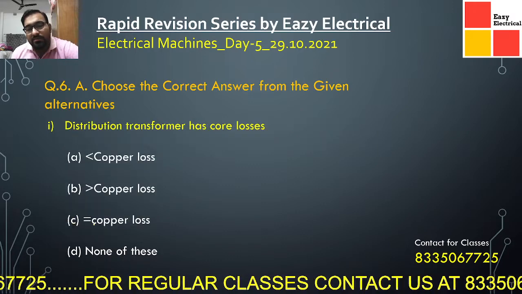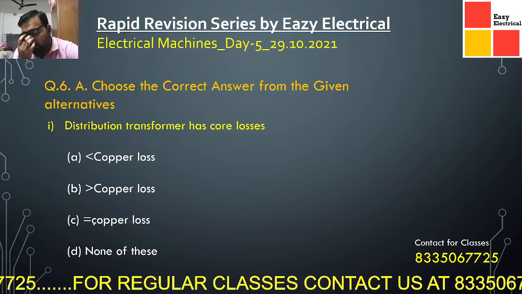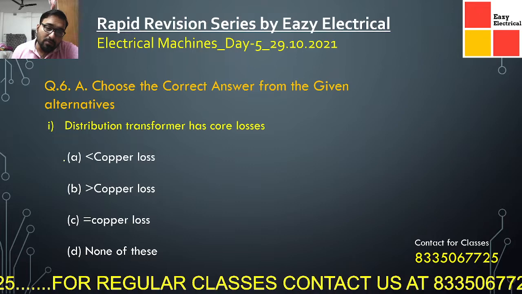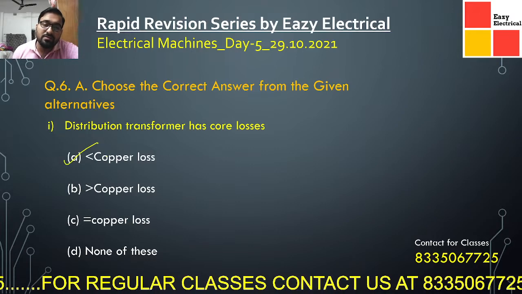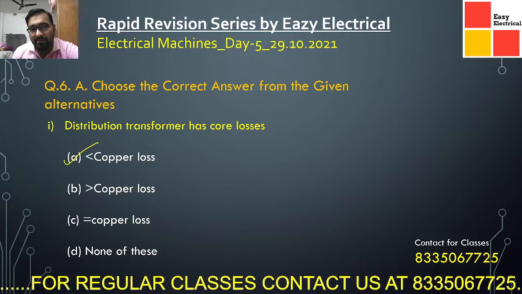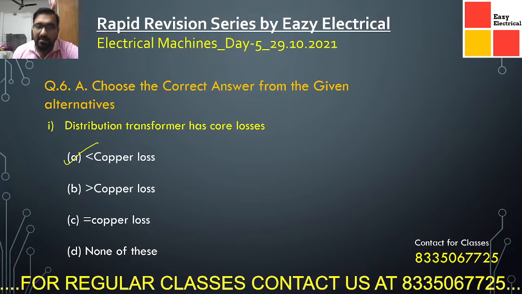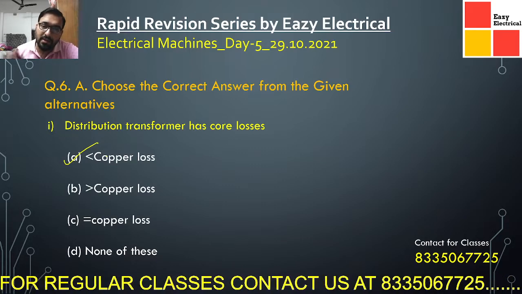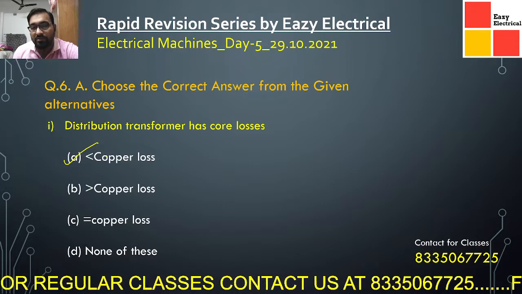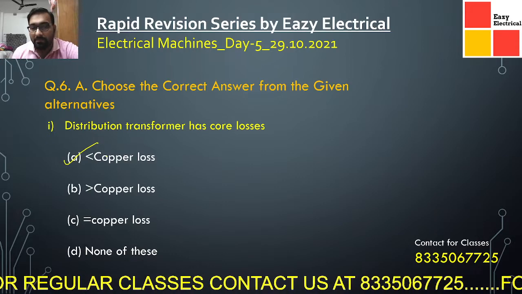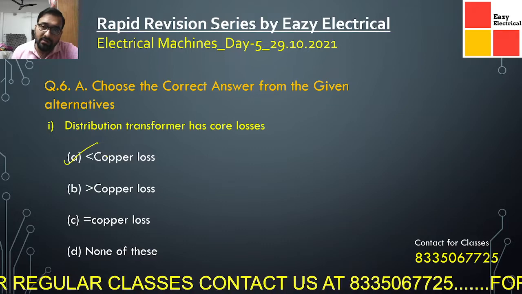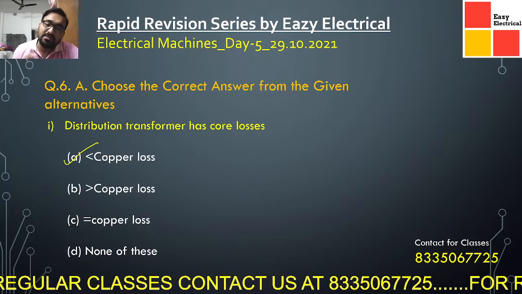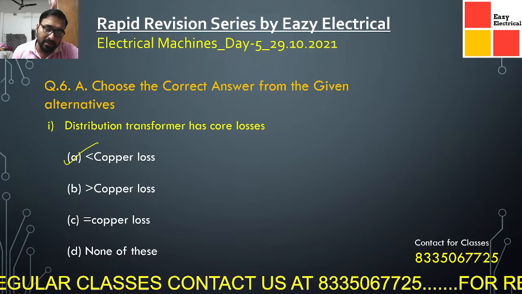Now coming to the next question: a distribution transformer has core losses that are basically less than the copper losses, because in a distribution transformer we need to operate for 24 hours. For 24-hour operation we need the core losses, or fixed losses, to be minimum, because throughout the day the loads will be different, so the core losses have to be minimized. So the core loss has the greatest importance here.